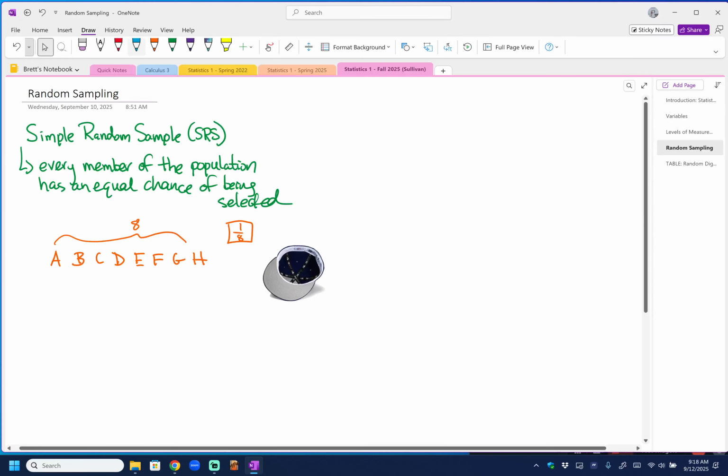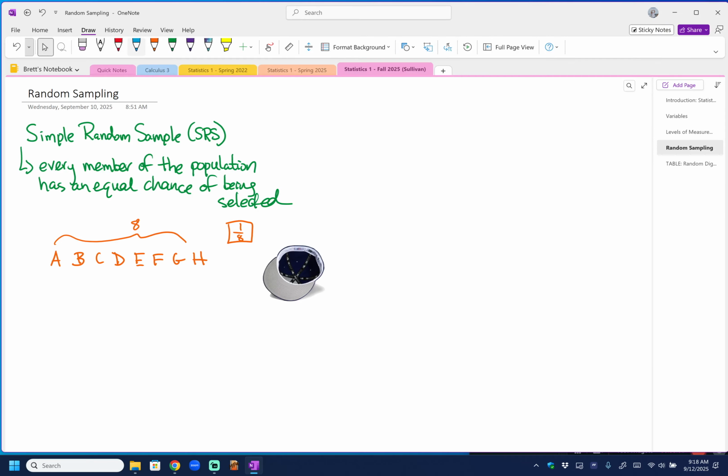We had an easy time of things in this problem because our population was made up of just 8 letters. But things can get a little bit more involved when we're getting a larger number in our population. If we had 75 or 500 or even 1,000, do you really want to put 1,000 letters on pieces of paper and put them in a hat? I would say that would not be very fun. So we probably wouldn't want to do that. So what is the alternative?